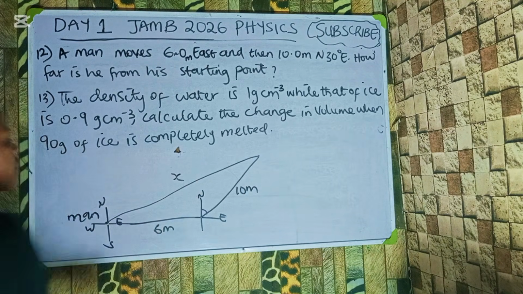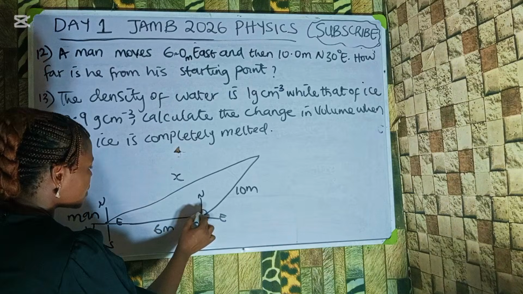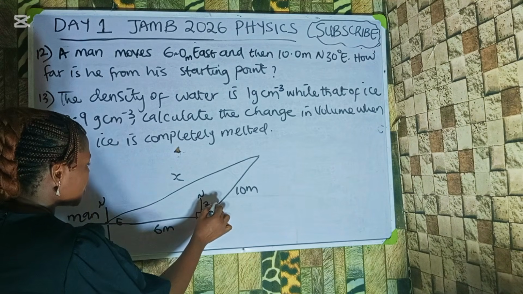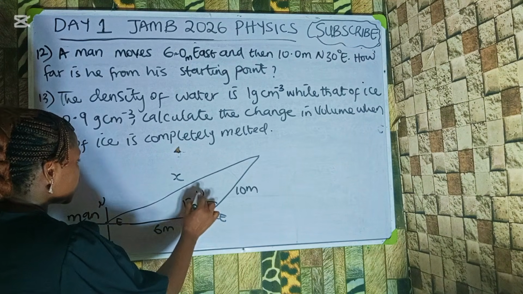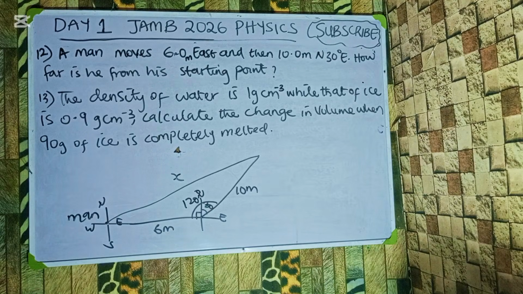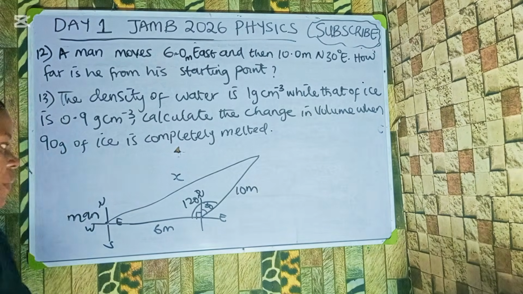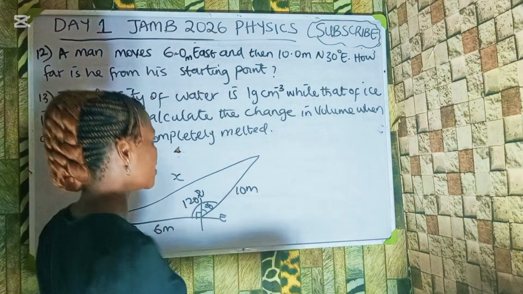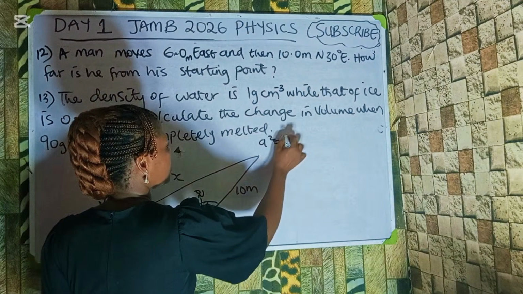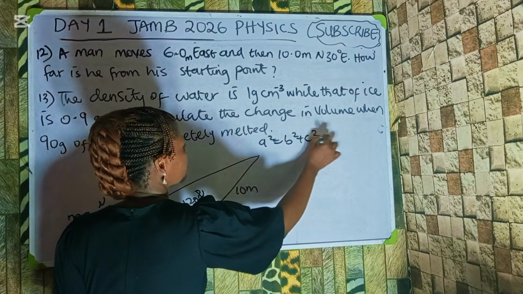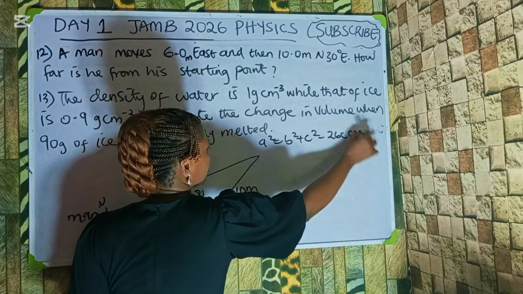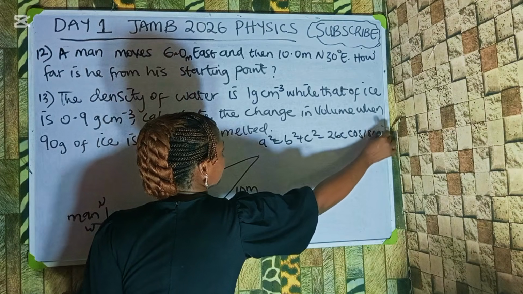Okay, so see what you're looking for. This is 90 degrees and this is 30. So the angle here is what? 120 degrees. We're going to use the cosine rule to solve this problem. And the formula is, let's begin: a square is equal to b square plus c square minus 2bc cos (180 minus theta).